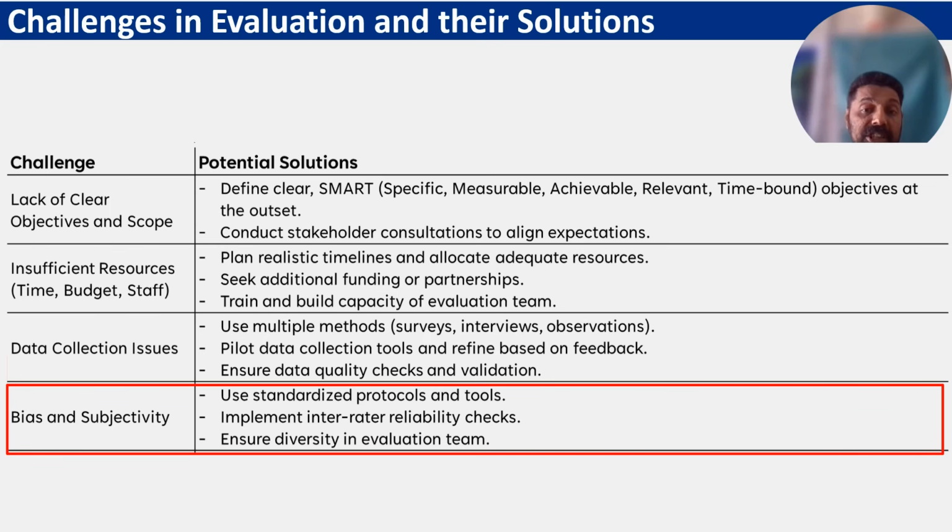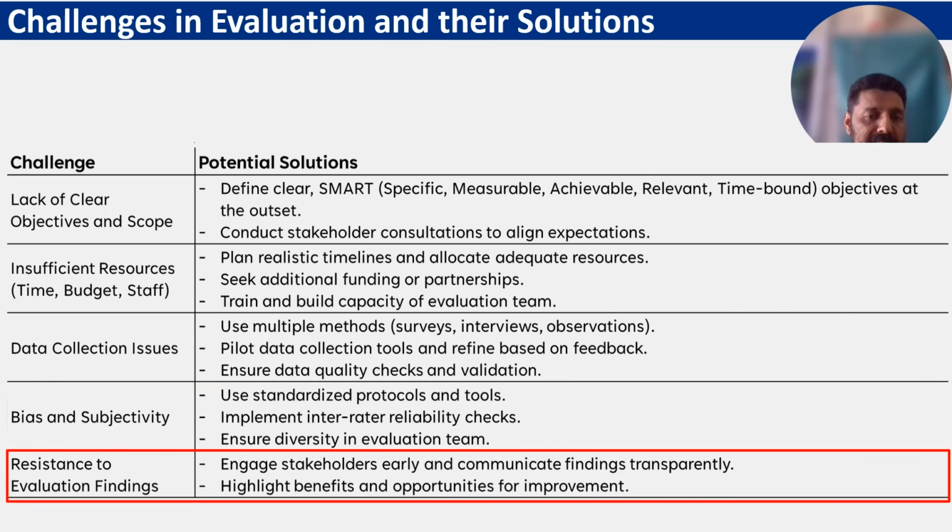Similarly, ensure diversity in the evaluation team. Male, female; if the project is related to transgender people, there should be transgender members in the data collection team also. So we need to ensure a diverse team in the evaluation process. Resistance to evaluation findings. This is one of the main challenges. Engage stakeholders early and communicate findings transparently. If you are not involving them from the start, there will be resistance to the findings from the stakeholders, especially government. They won't own those findings. Highlight benefits and opportunities for improvement. We need to highlight the benefits and the opportunities which are there in the evaluation for improvement to the stakeholders.